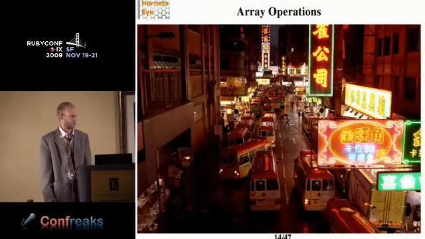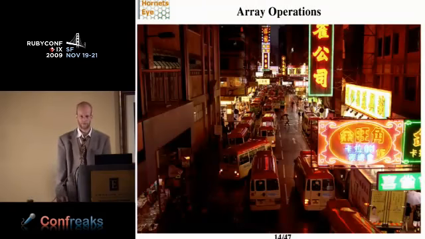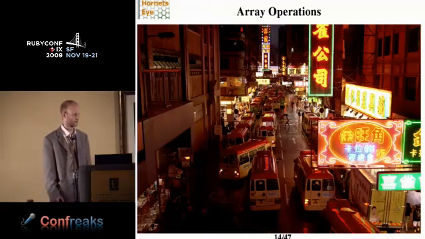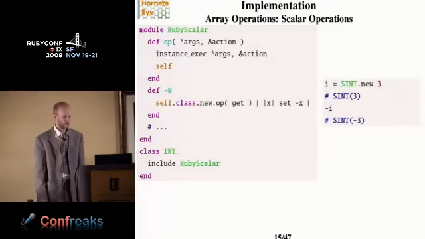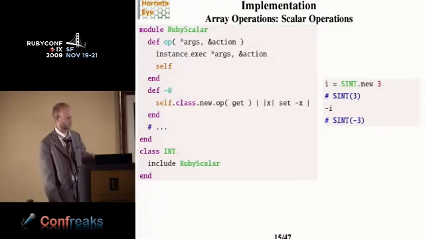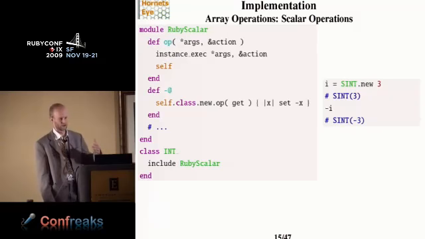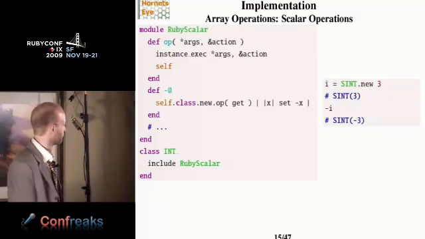So now we have arrays, and the next thing is to define operations on them, and I will show you how I implement unary and binary operations. Of course, there are more array operations than this. So we start with scalars, and I just define a method called op, and the method passes its arguments to instance_exec. It just calls instance_exec, nothing more.